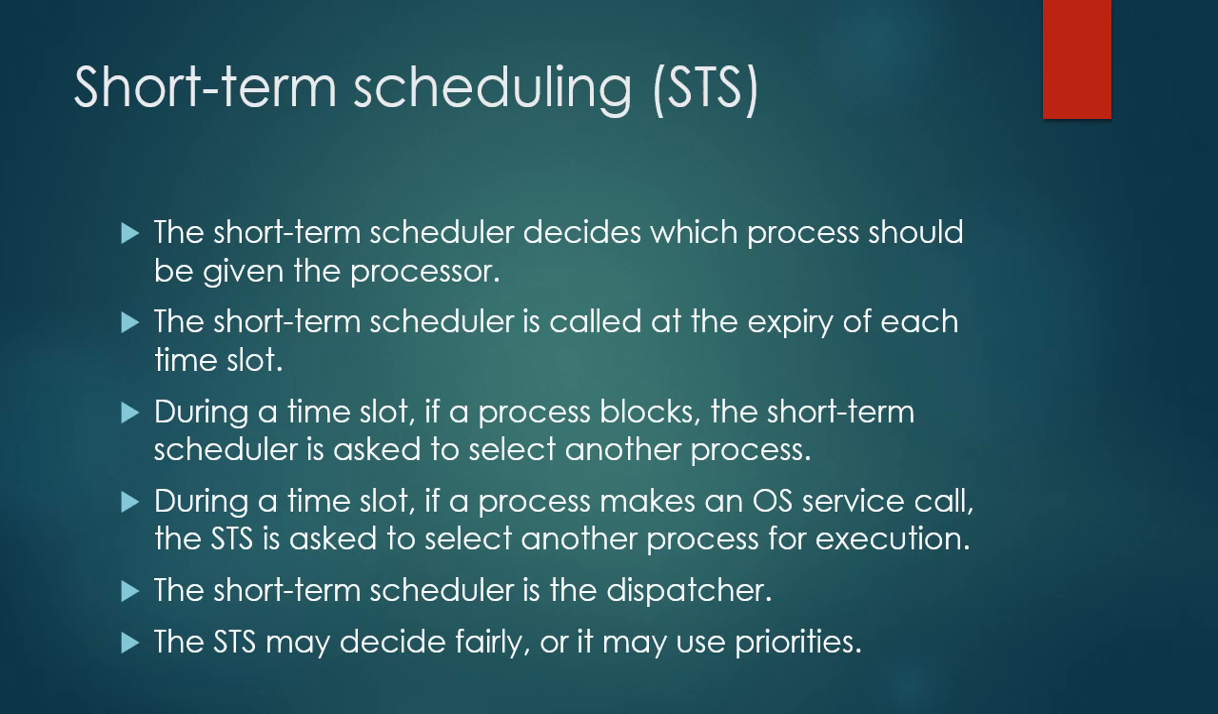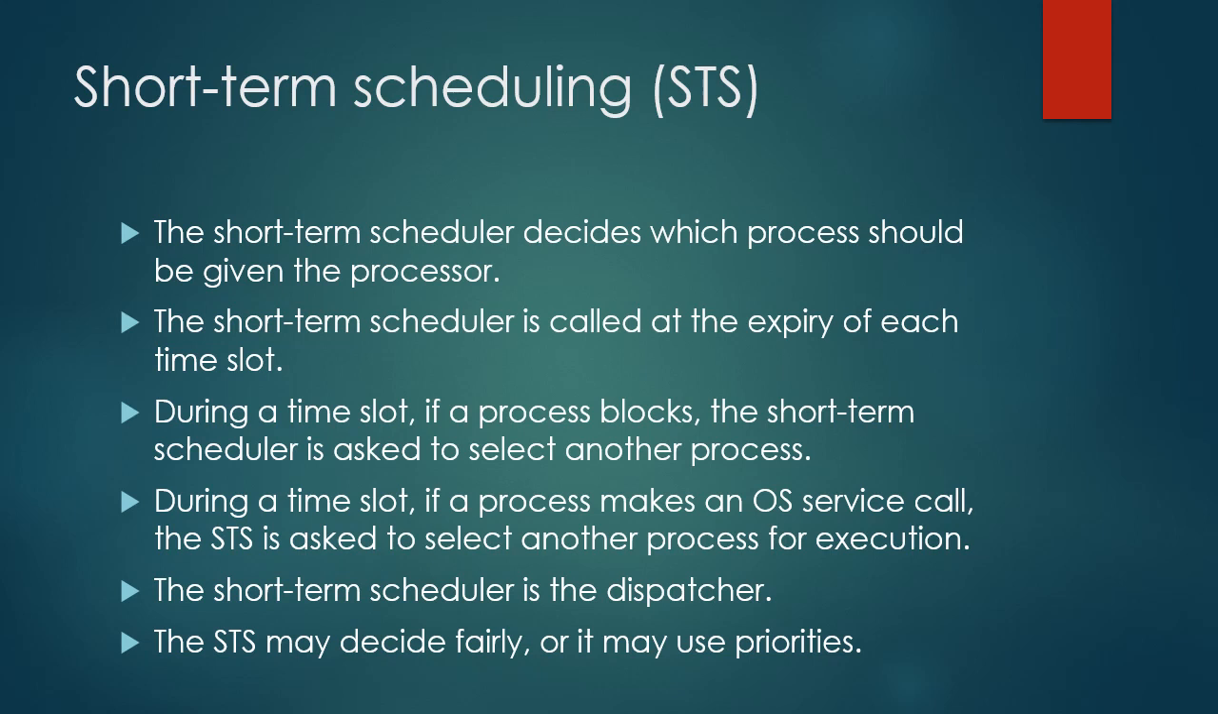The short-term scheduler decides which process should be given the processor. The short-term scheduler is called at the expiry of each time slot. Even during a time slot, if a process blocks, the short-term scheduler is asked to select another process. During a time slot, if a process makes an operating system service call, the STS is asked to select another process for execution. Here, I need to tie the new term with the old one. The short-term scheduler is the dispatcher.